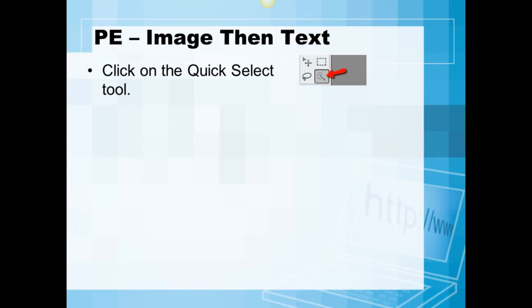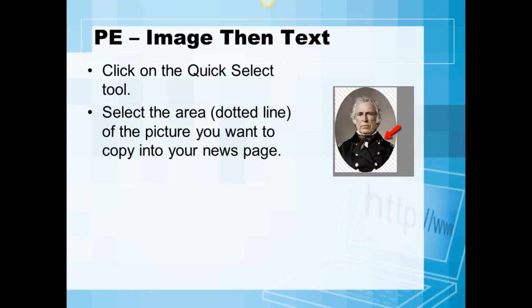Now select the Quick Select button on the left-hand side. On your image, this is just an example image, hold the left mouse button down and drag it around the image. You'll see a dotted line around the outside of the image that you want to put into your news article. You may have to go around this a couple of times because places like the buttons or other things don't get copied unless you see all of the dotted lines on the outside.